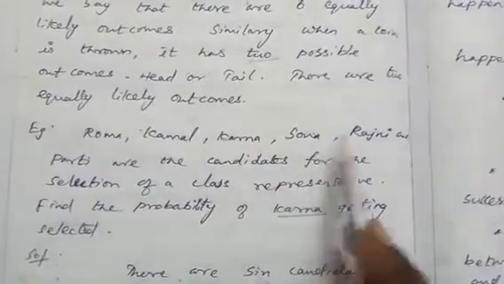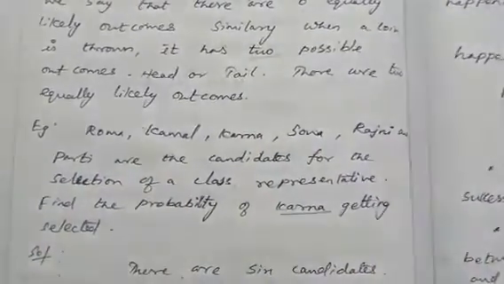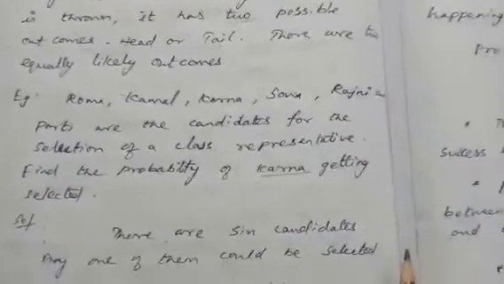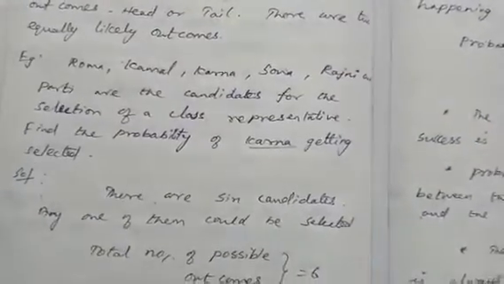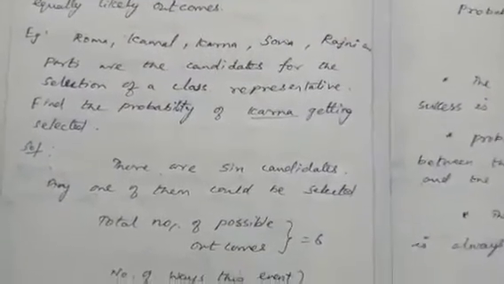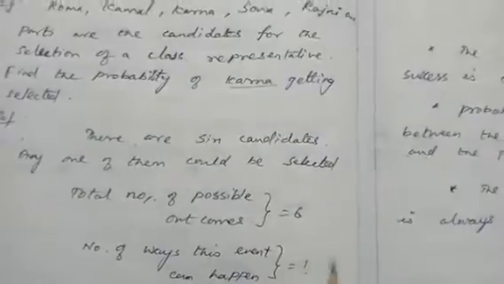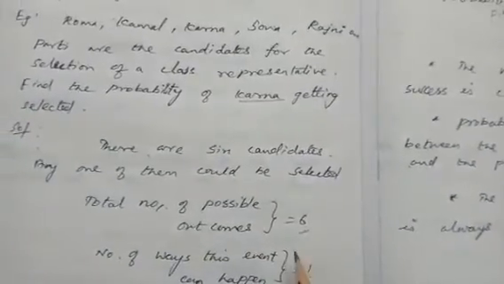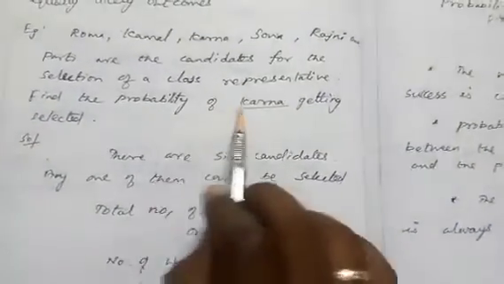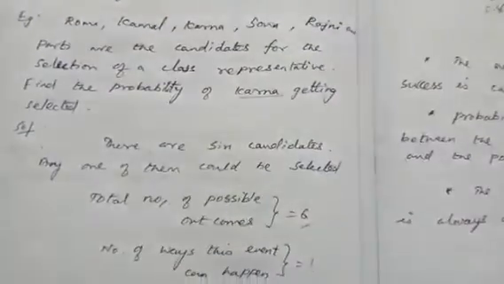So the solution here: Roma, Kamal, Karna, Sona, Rajni and Parthi. So there are 6 candidates. So the total number of possible outcomes is 6. The question is, find the probability of Karna getting selected.